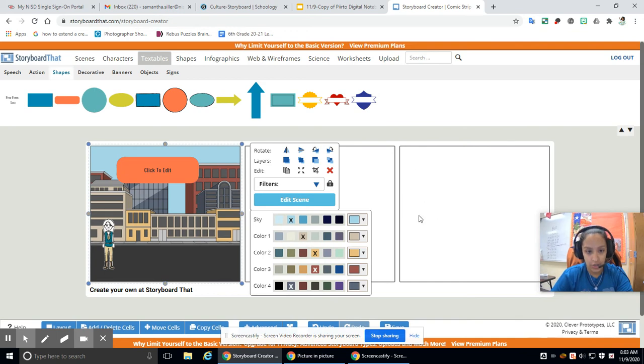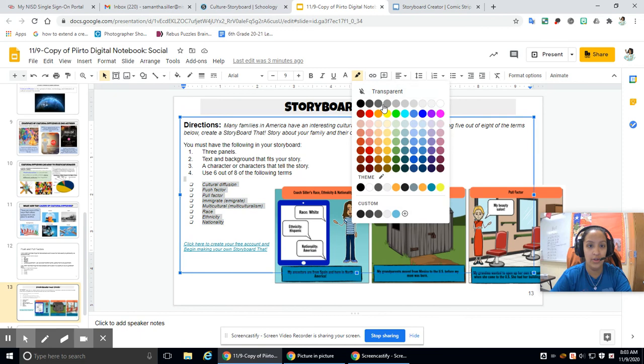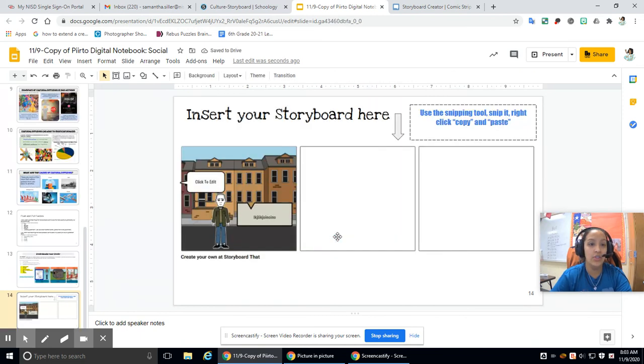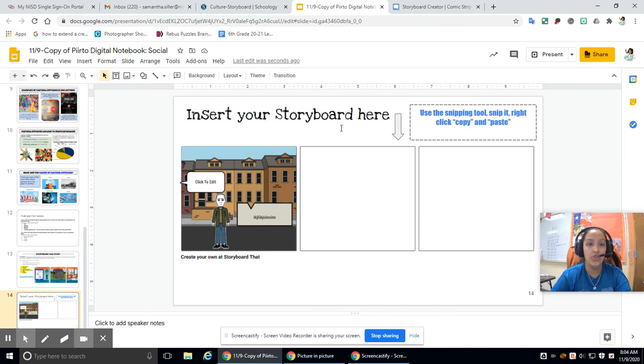Well, once you make your storyboard, right, you get all 3 pictures, and you use the 5 out of the 8 out of here. So let me make sure y'all know that. And y'all aren't just picking whatever. Then you're going to insert your storyboard right here. Alrighty. So this was my storyboard. I stuck it in there for you guys. So enter your storyboard here.